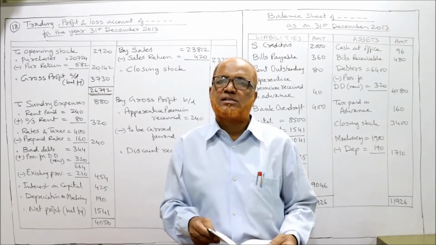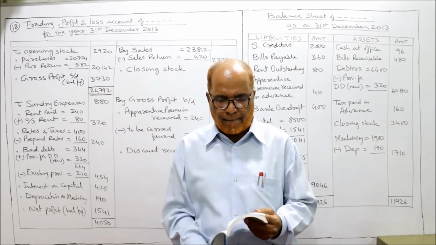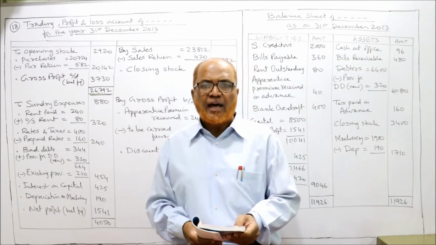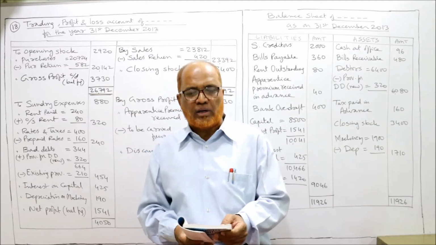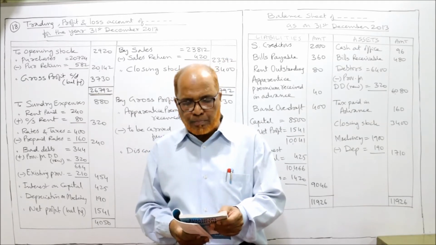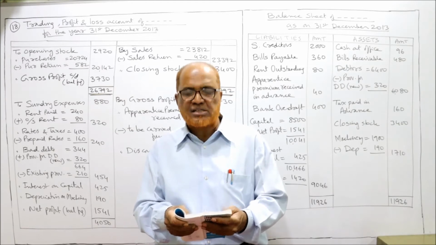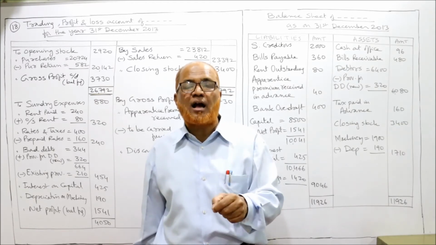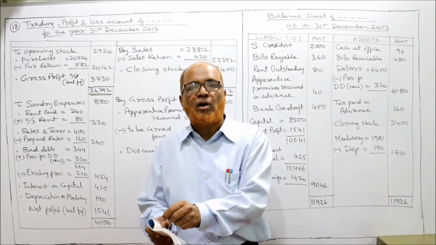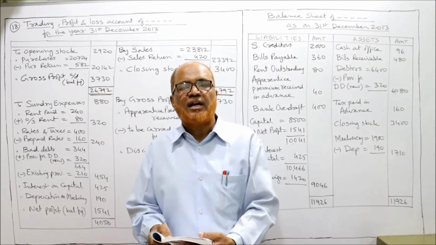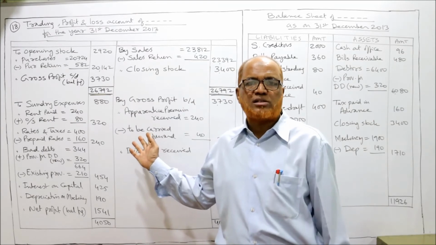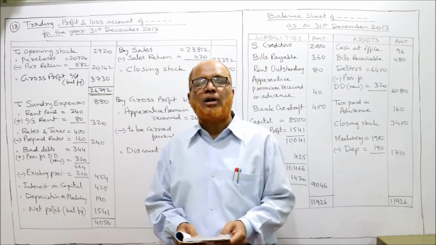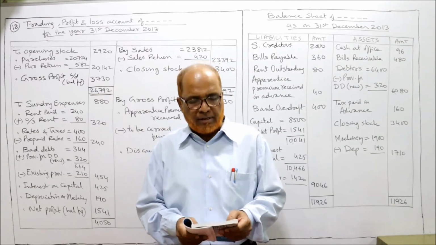Sundry expenses, profit and loss account, debit side. Then rent, profit and loss account, debit side. Rates and taxes, P&L account, debit side. Apprentice premium, in the credit column it is given 240. So apprentice premium is an income because it is given in the credit column. So we take it on the credit side of profit and loss account. Apprentice premium. Then bank overdraft. This is a liability side.